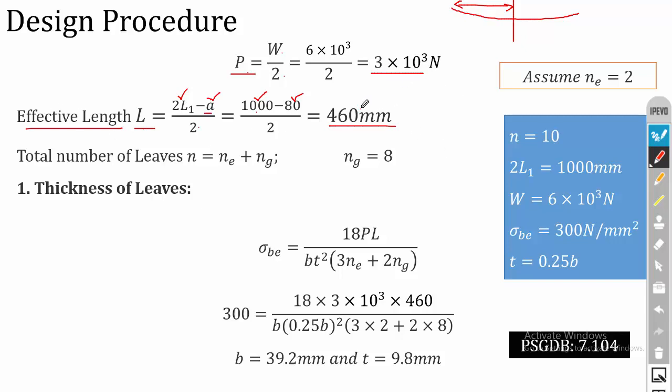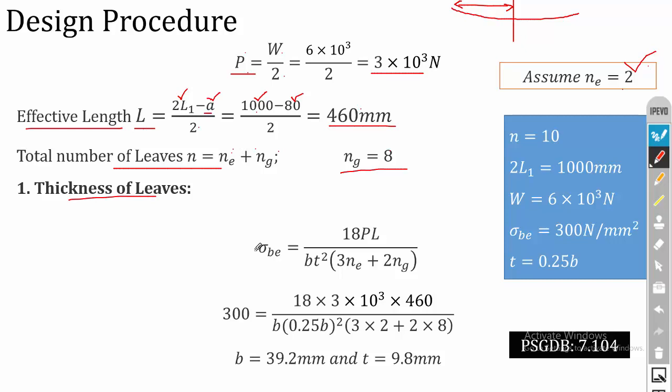That is 460 mm. In the problem, they have given the total number of leaves, but they haven't specified anything about the extra full length leaves. So I'm going to assume 2 full length leaves. So assume nE is equal to 2. If nE is equal to 2, then nG is equal to 8, because the total number of leaves is 10. So 2 plus 8 is equal to 10. After calculating the load on each side, effective length, nE and nG, we can move into the design procedure.